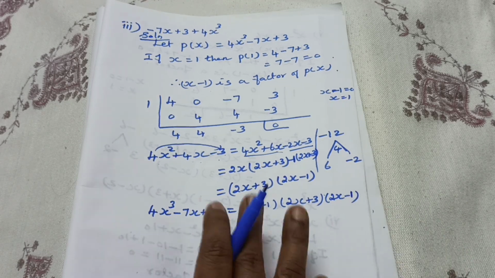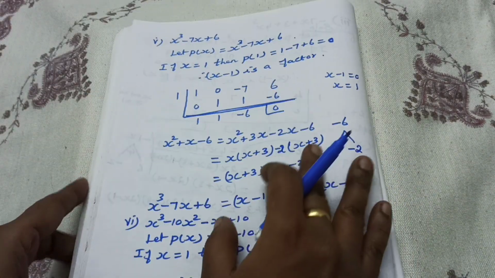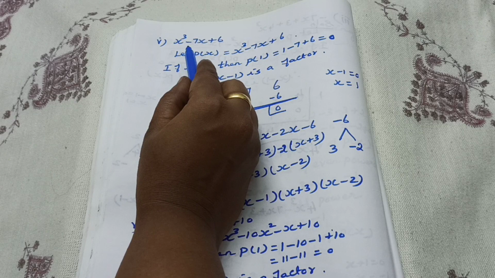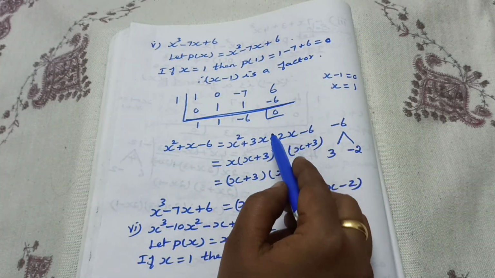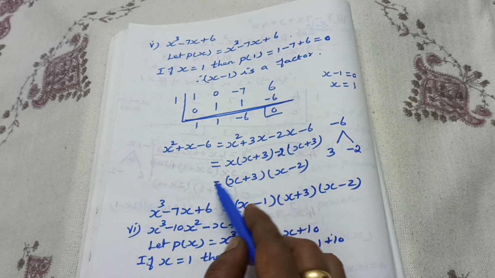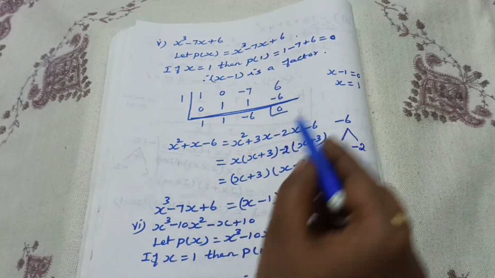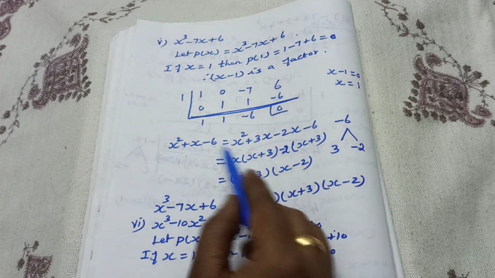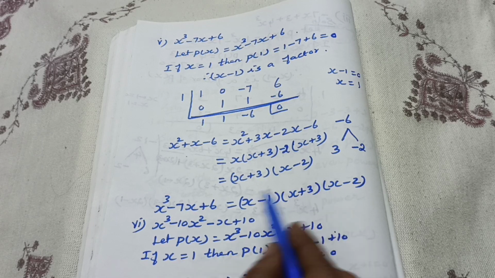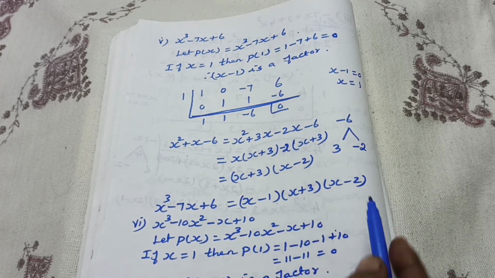This is your homework. Have you completed? The next one. Fifth sum: x cube minus 7x plus 6. This one also the same model. Check your answers; you should check only the answer. Okay, x minus 1 is the factor you will get. Then afterwards the answer is x minus 1 into x plus 3 into x minus 2.